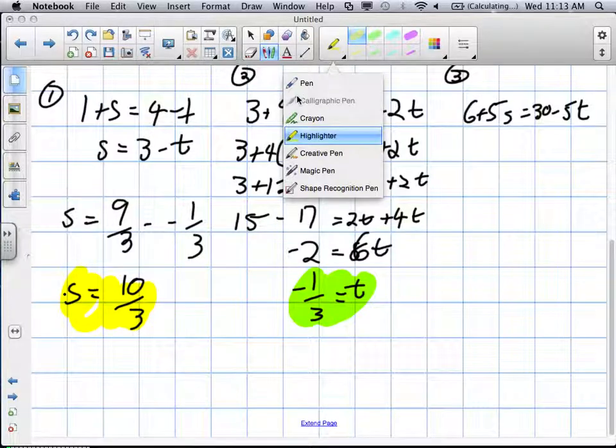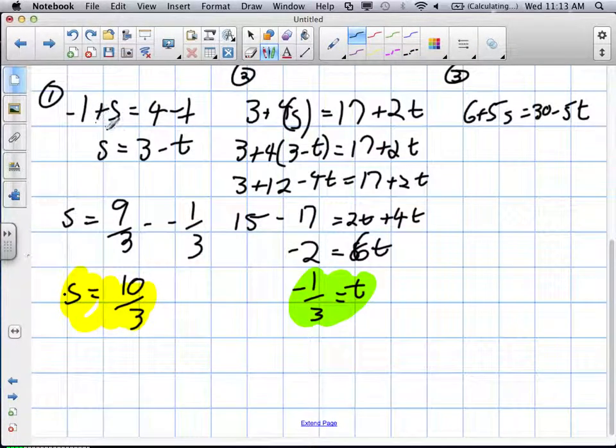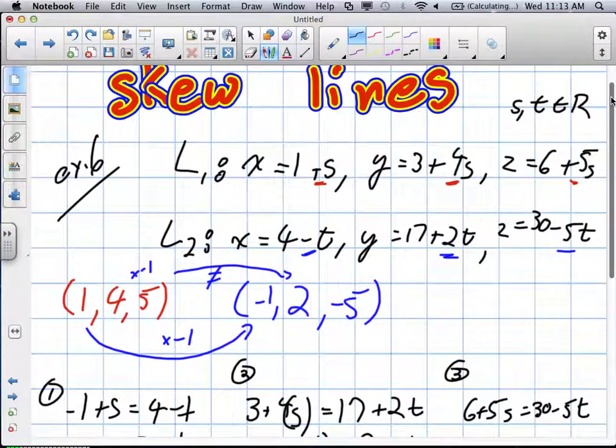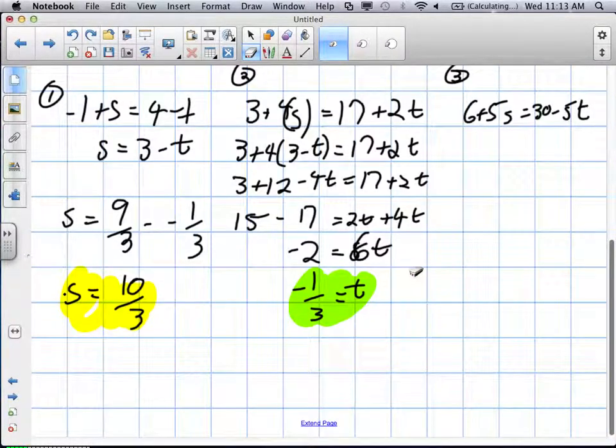Oh, it's supposed to be -1 plus s? Uh-oh, that's going to change everything. Did I write it down wrong when I wrote it in? Oh, that's supposed to be a negative? That's okay. Let's just go with what we got anyways. I'm getting the feeling these will be skewed lines anyways.